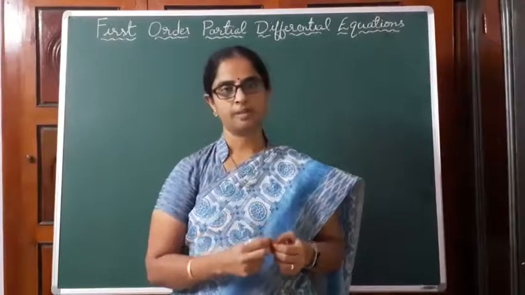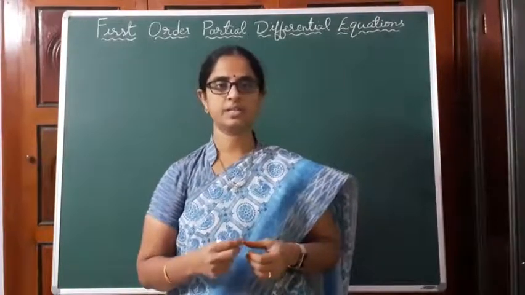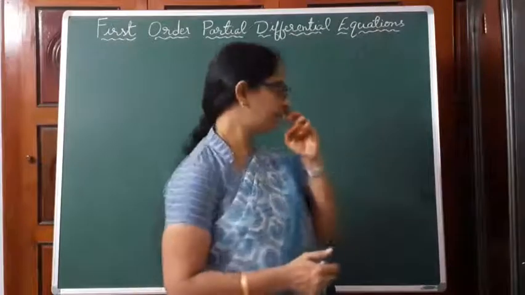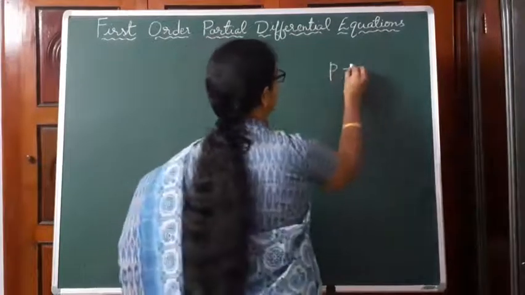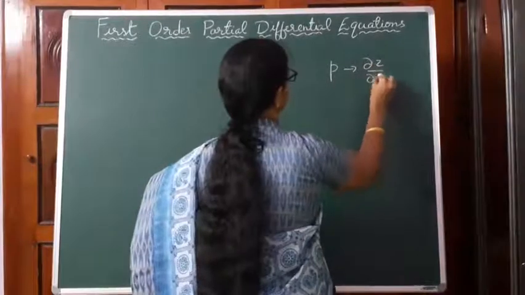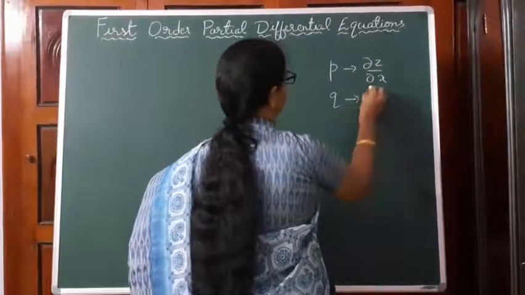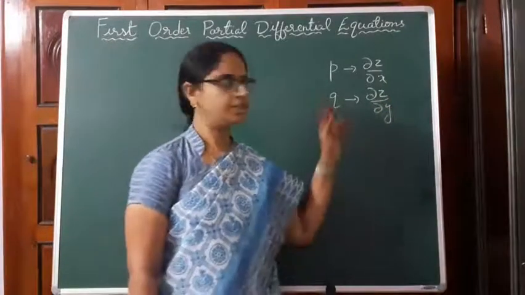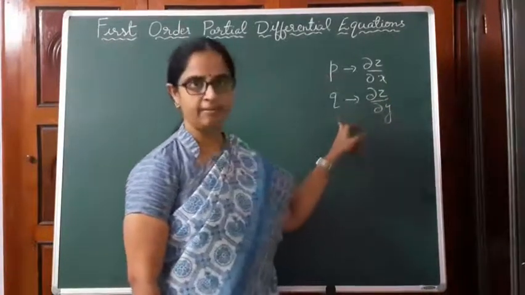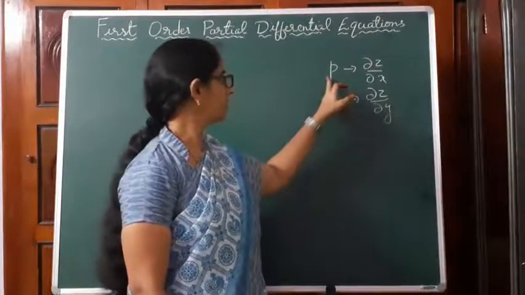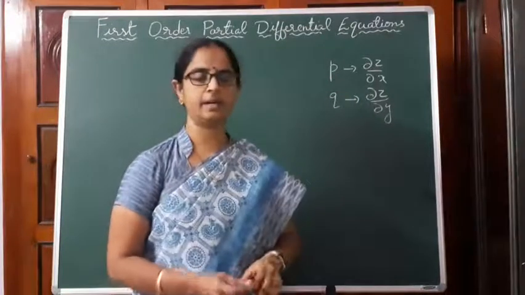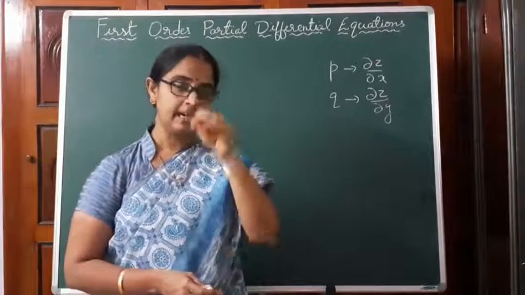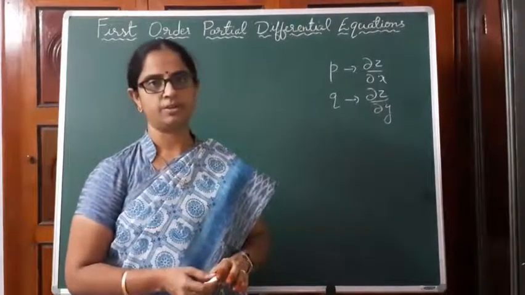It is a differential equation which contains first order partial derivatives p and q. What is p? p is dou z by dou x and q is dou z by dou y. So a partial differential equation which contains first order partial derivatives with degree 1, where the terms p, q and z are not multiplied with each other, such a differential equation is said to be a linear partial differential equation of first order.